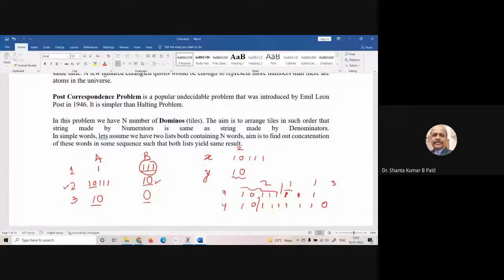So now I'll write this as a 10. See, now I made the numerator equal to the denominator, or the string x equal to the string y. This type of solution we can call the post correspondence problem.